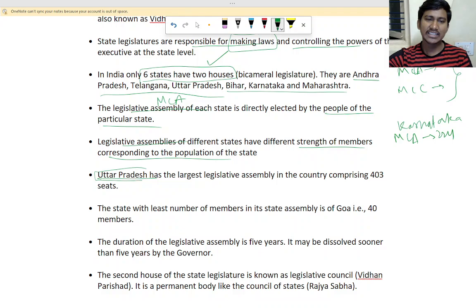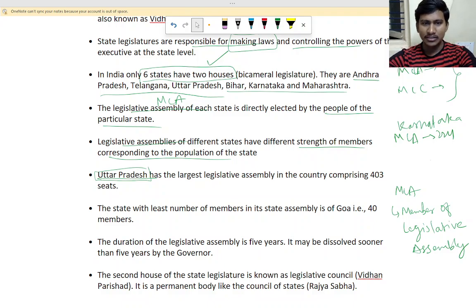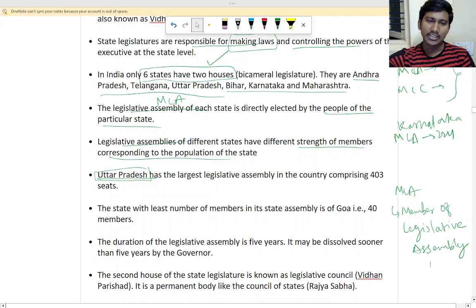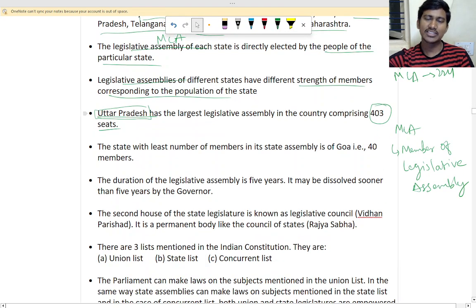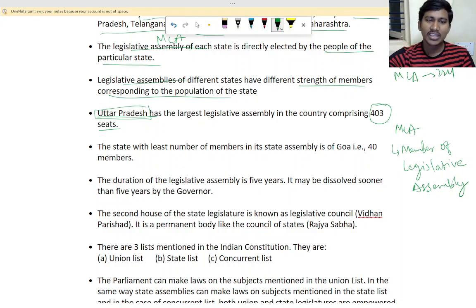So Uttar Pradesh is there, right? Let us see next. Uttar Pradesh has the largest legislative assembly in the country, comprising 403 members. Why? Because there is so much population. That is why they have the largest number of MP members, Rajya Sabha members and also MLAs. The state with the least number of members is Goa. There are 40 MLAs, because Goa is smaller.